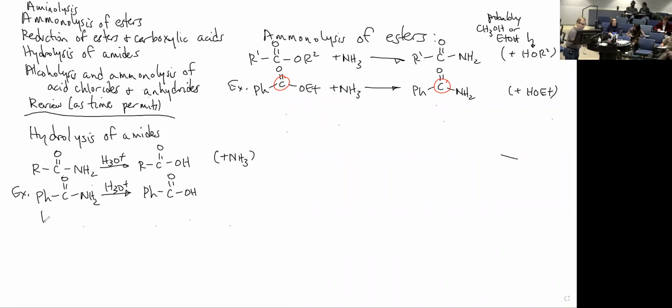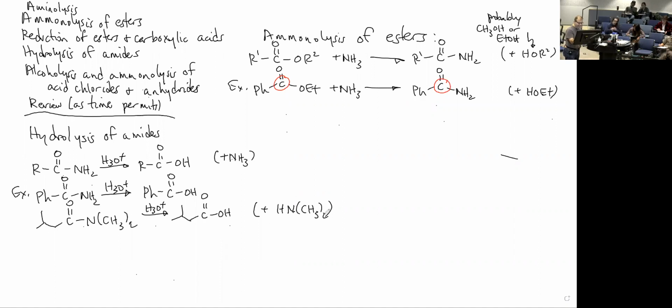Or to do a slightly more complicated example, let's say we took this amide and hydrolyzed it. Then I would expect that with dilute aqueous acid, you would get this carboxylic acid. And this time the side product would be dimethylamine. So these don't have to be hydrogens on the nitrogen. They can be alkyl groups also.